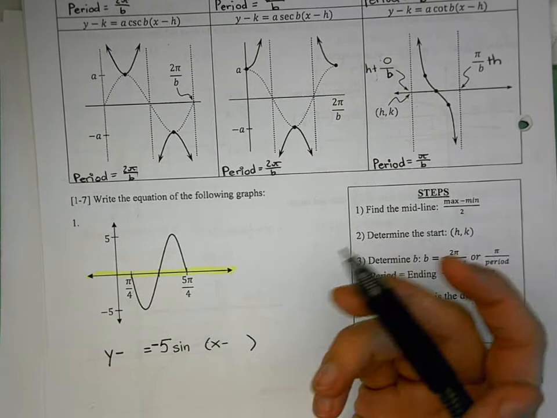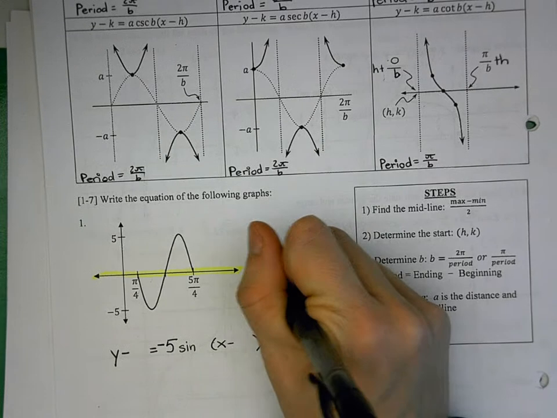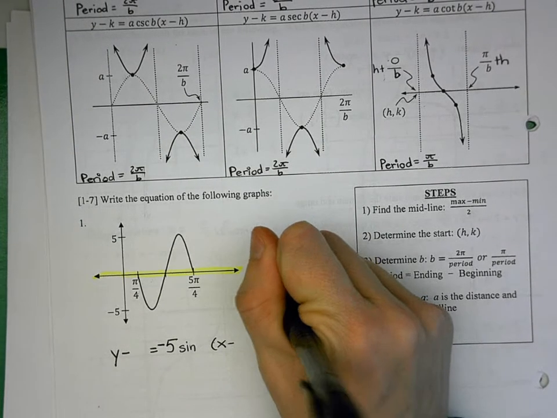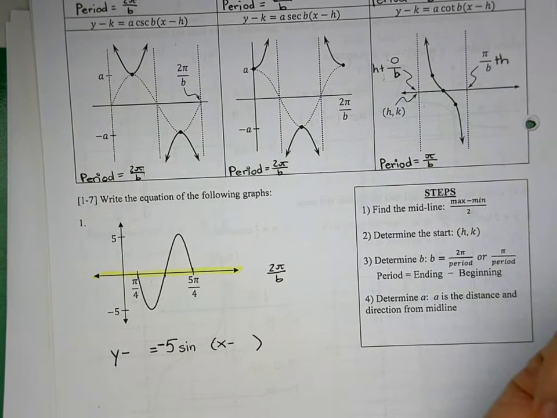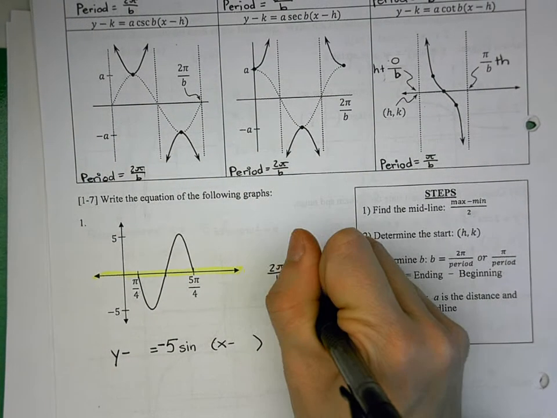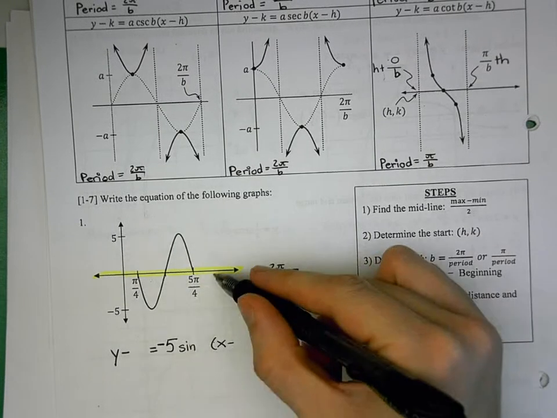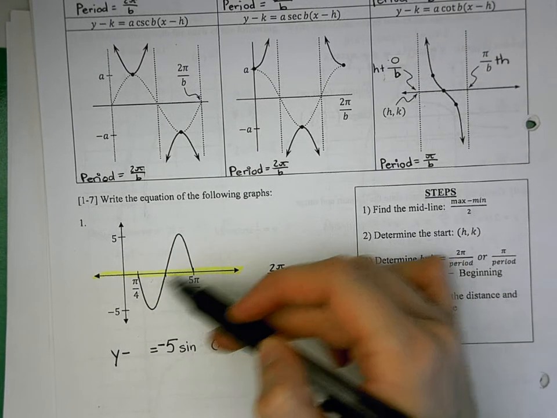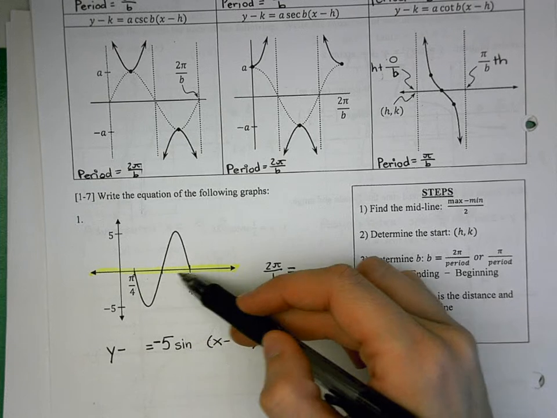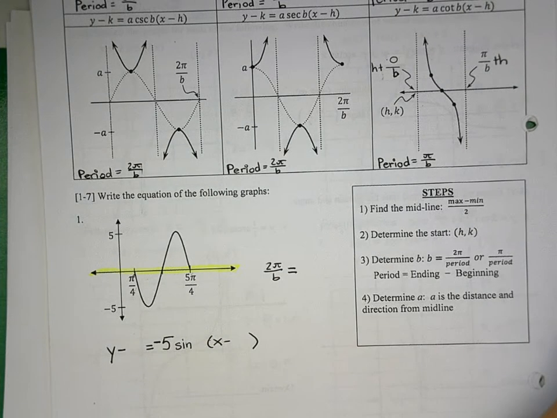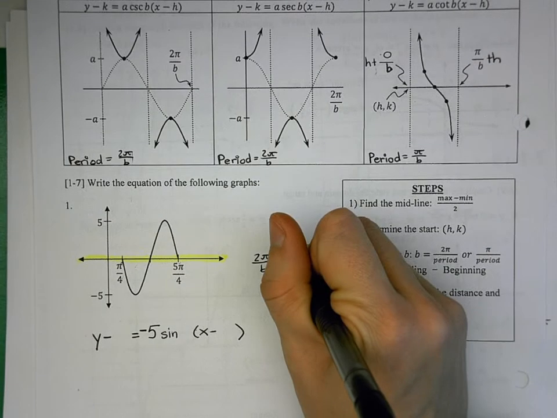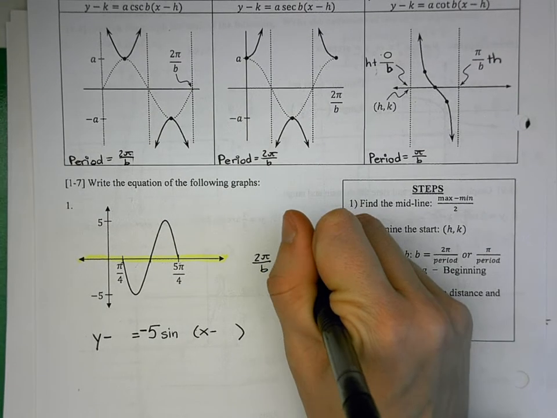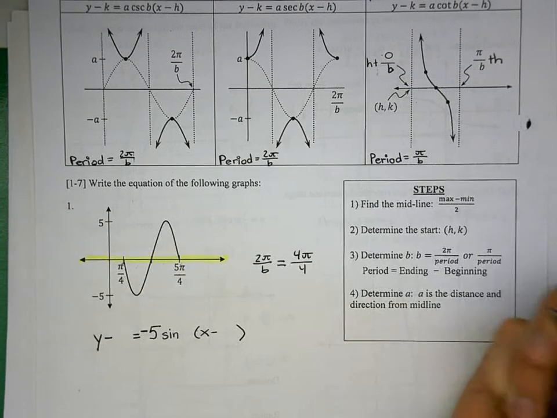So period for a sine graph is 2 pi over b. Same with cosine, secant, and cosecant. Tangent and cotangent are pi over b. And remember, your period is the distance across your function. And so from pi over 4 to 5 pi over 4, how far is that distance? And that distance is 4 pi over 4, or pi, whichever way you prefer to write it. I'm going to go ahead and write 4 pi over 4.